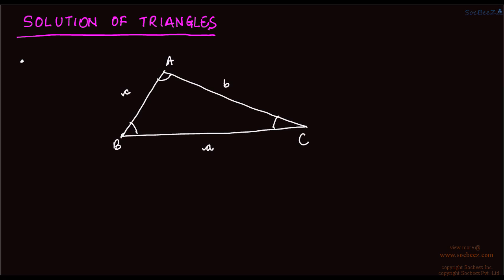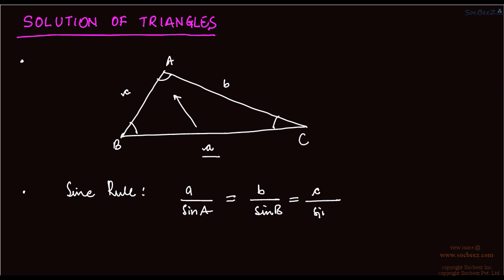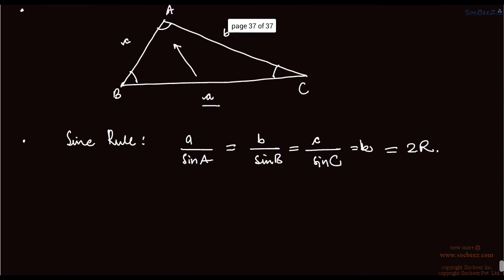So first I will continue with the first formula of this chapter, the sine rule. I'm just going to tell you whether it's important or not, I mean, you must remember them. The sine formula is a upon sine A, that is, this side upon the opposite angle, is equal to b upon sine B, is equal to c upon sine C, is equal to k. We'll further denote it with 2R. So this is the sine rule for this triangle.